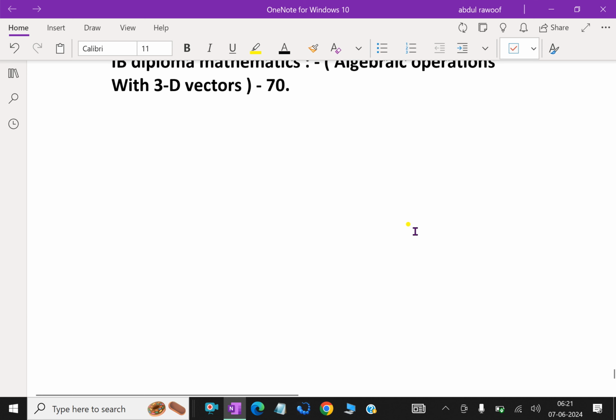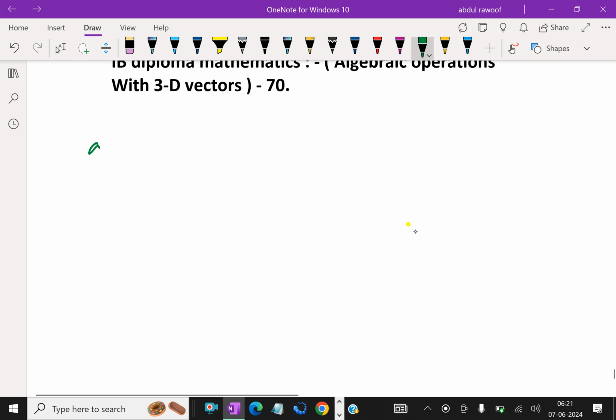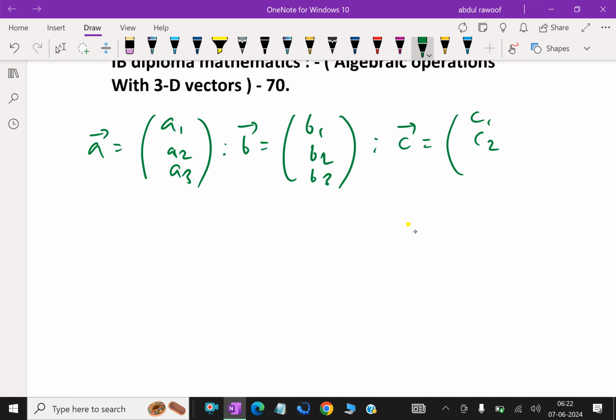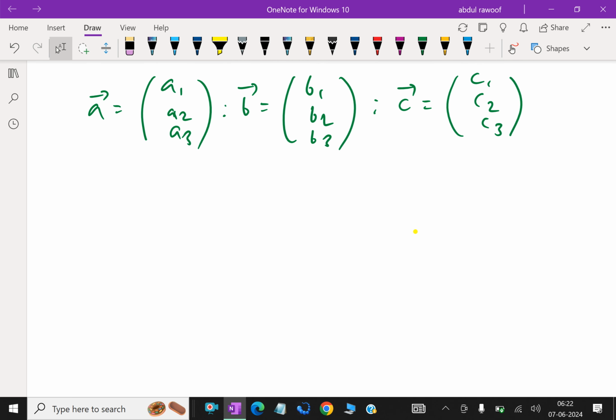In IB Diploma Mathematics, let us discuss algebraic operations with 3D vectors. Let vector A have components A1, A2, A3, vector B have components B1, B2, B3, and vector C have components C1, C2, C3. Now, vector addition is possible.